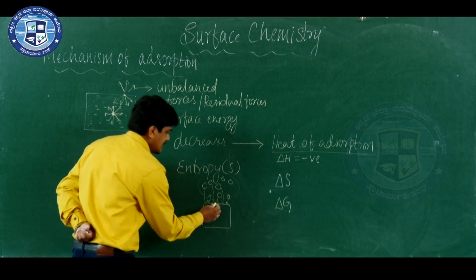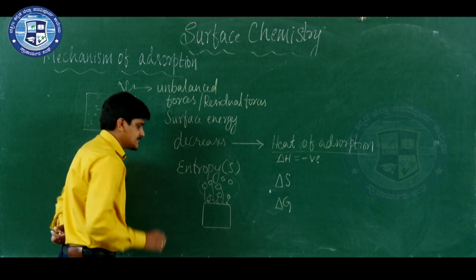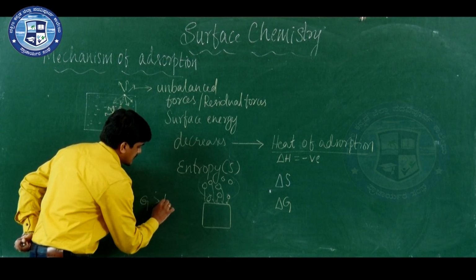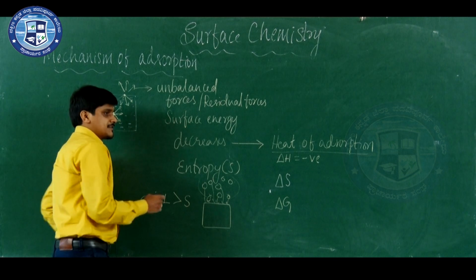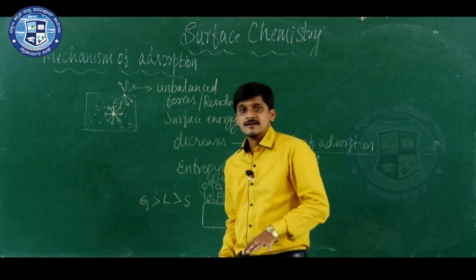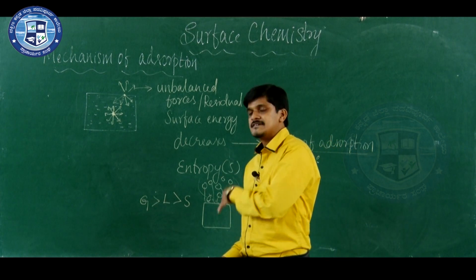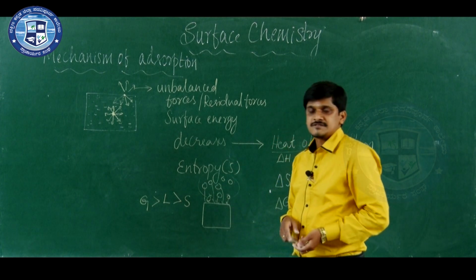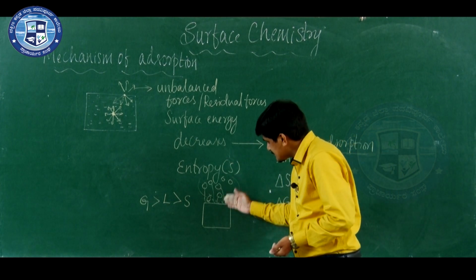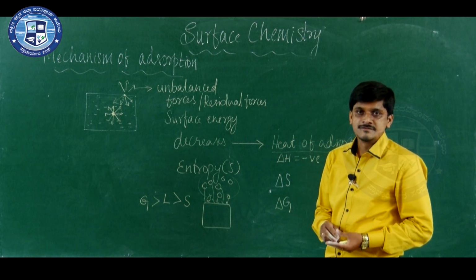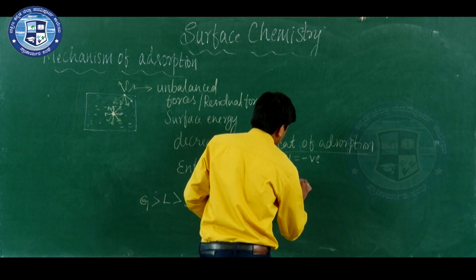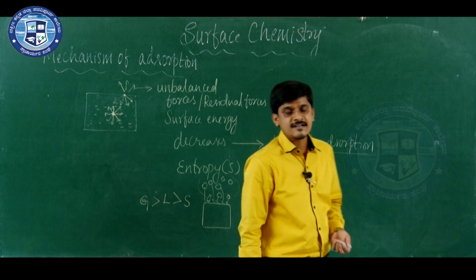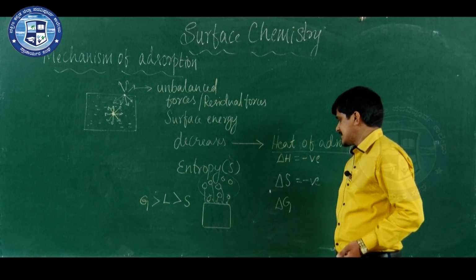That means disorderness is in the order gaseous molecules greater than liquid greater than solid. So therefore, for gaseous molecules randomness is very high, whereas for liquids and solids randomness is lower. Therefore, during adsorption what happens? Randomness decreases because of the accumulation of molecules. So randomness decreases, that means change in entropy becomes negative. Randomness decreases, then entropy becomes negative.